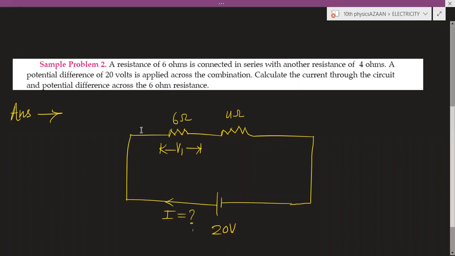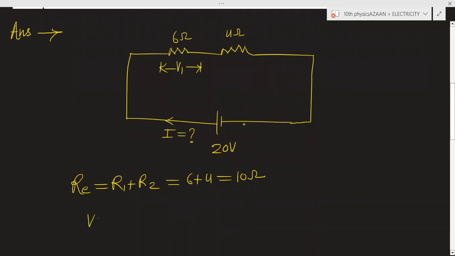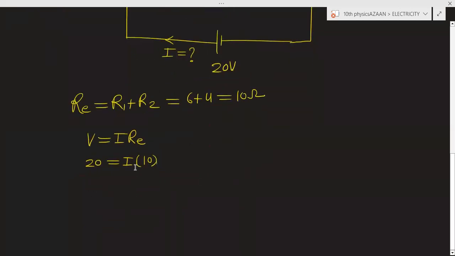First of all, you should calculate the equivalent resistance of the circuit. What is the formula? That is equal to R1 plus R2. The equivalent resistance will be 6 plus 4, which is equal to 10 ohm. Now you know that V is equal to I into R equivalent. So V is 20, current you want to find, RE is 10. So the current will be 20 by 10, which means 2 ampere current is flowing.